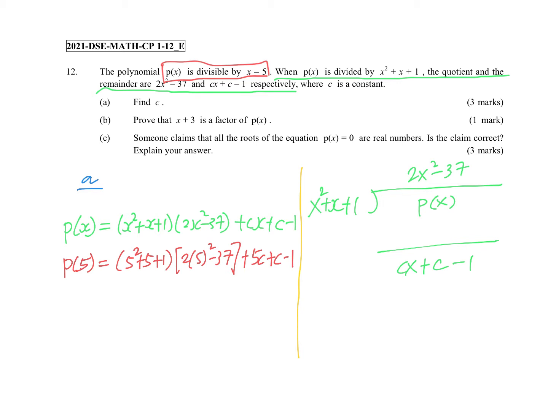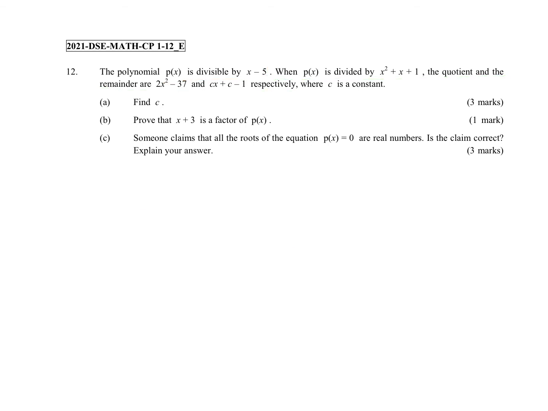And then p(5), of course, you need to put a 0 here, otherwise the mark will not be given to you. And then 5 squared plus 5 plus 1 is 31, am I correct? Oh yeah. And then times 13, and then plus 6c minus 1. And then finally, after solving, c will be negative 67. So that will be part A.